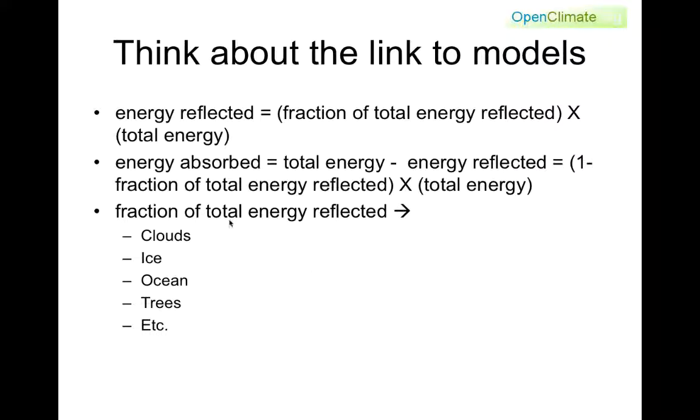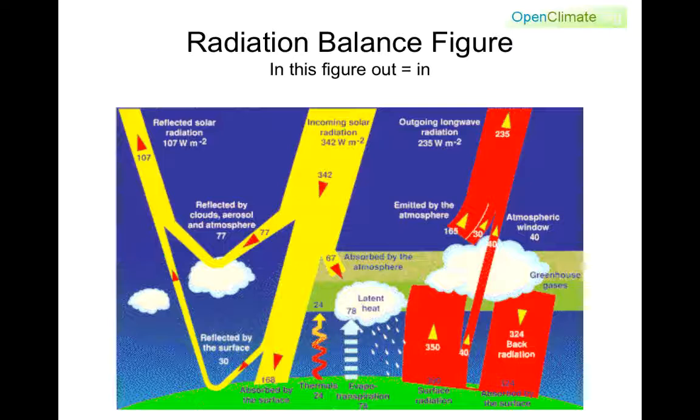The fraction of total energy reflected is strongly related to clouds, ice, ocean, trees, and the other characteristics of the surface of the Earth. If we look at this figure, the original figure from the 1997 paper by Kiehl and Trenberth, you will see that the numbers up here, 342 coming in, and then 107 reflected, and 235 going out as infrared or long wave radiation, then you'll see that those numbers add up, and in this figure, N equals out.